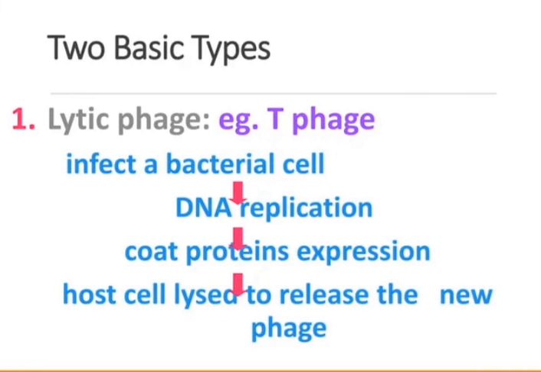Two basic types. Lytic phage, for example T phage. They infect the bacterial cell, DNA replication, protein expression, and the host cell is lysed to release the new phage.